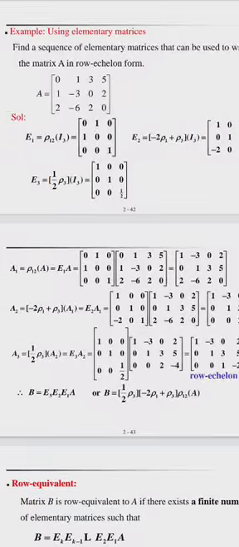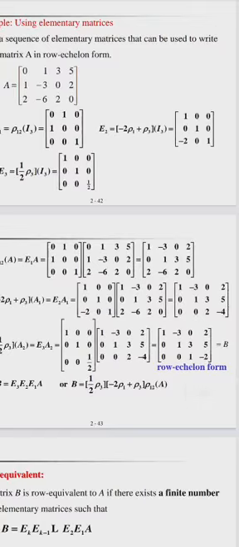Then we can find the next value, A3. Then A3 equal to 1 by 2 row 3 into A2, equal to 1 by 2 into row 3 value, which is E3 into A2. Then write the E3 and A2 matrices. Then multiplying the two matrices, the final answer is 1, minus 3, 0, 2, 0, 1, 3, 5, 0, 0, 1, minus 2. This is equal to B. This form is a row echelon form.